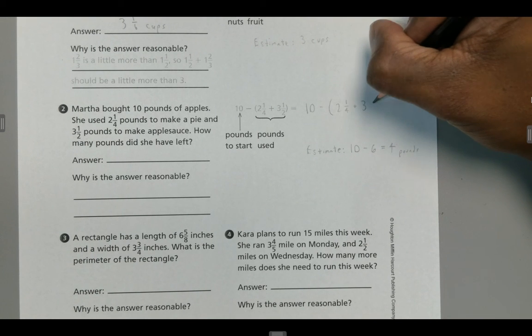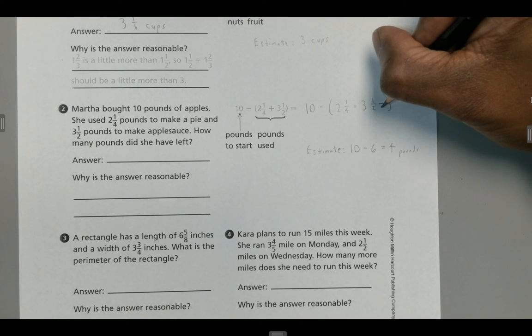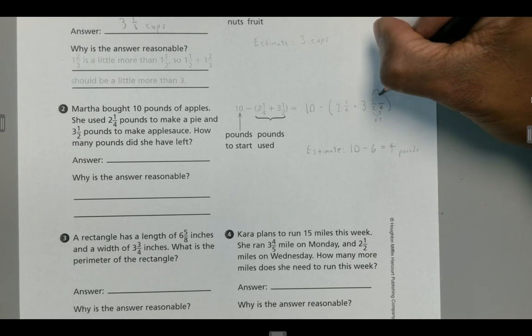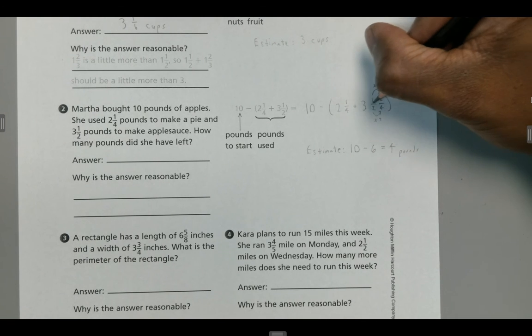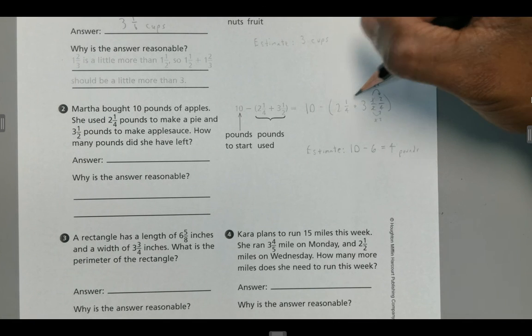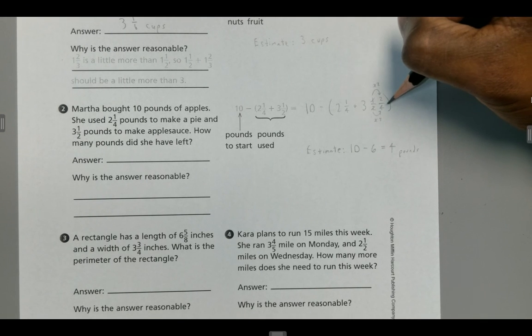3.5, I need to rewrite the half. What I do to the bottom, multiply by 2. I do to the top, multiply by 2. I can rewrite 1/2 as 2/4. Now, let's combine this parentheses amount, 2 1/4 plus 3 2/4.